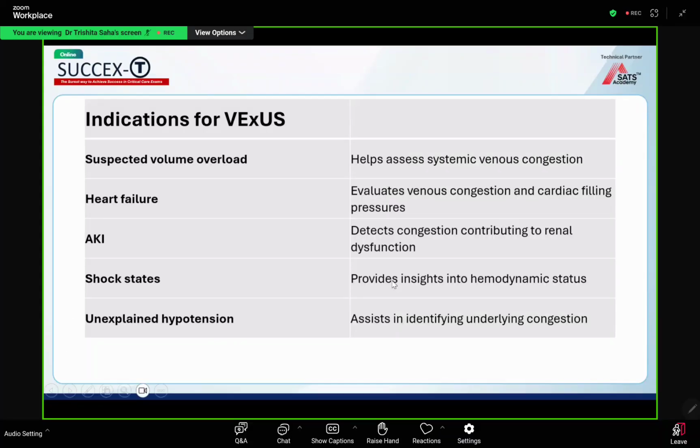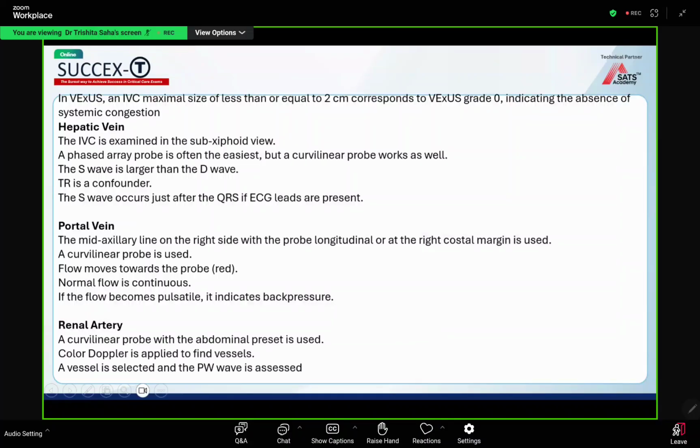For the indications of VEXUS, you can make a table to write this. Suspected volume overload, which helps to assess the systemic venous congestion. Heart failure, it evaluates venous congestion and cardiac filling pressures. In AKI, basically it detects the congestion contributing to the renal dysfunction. In shock state, it provides insights into the hemodynamic status. Unexplained hypotension, it assists in identifying underlying congestion.